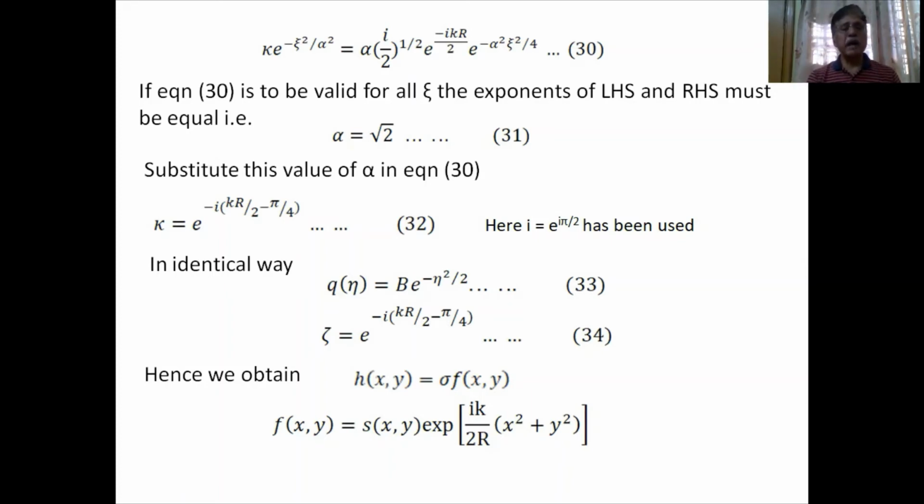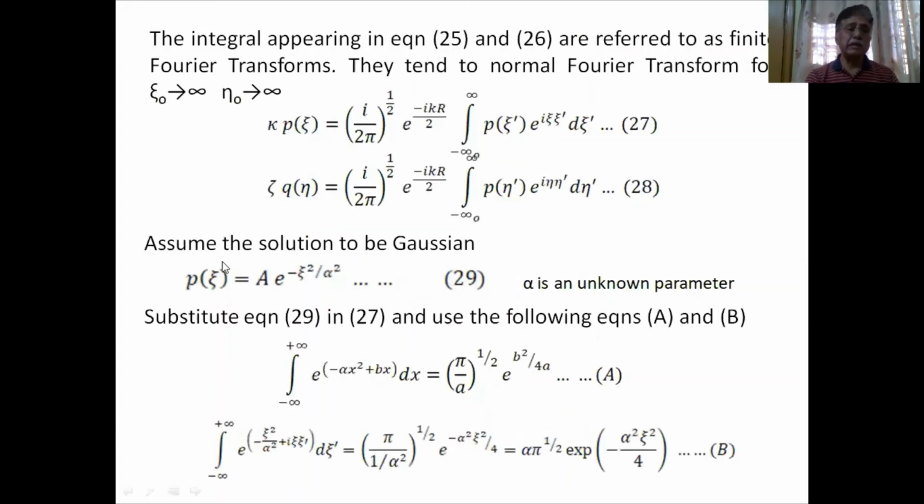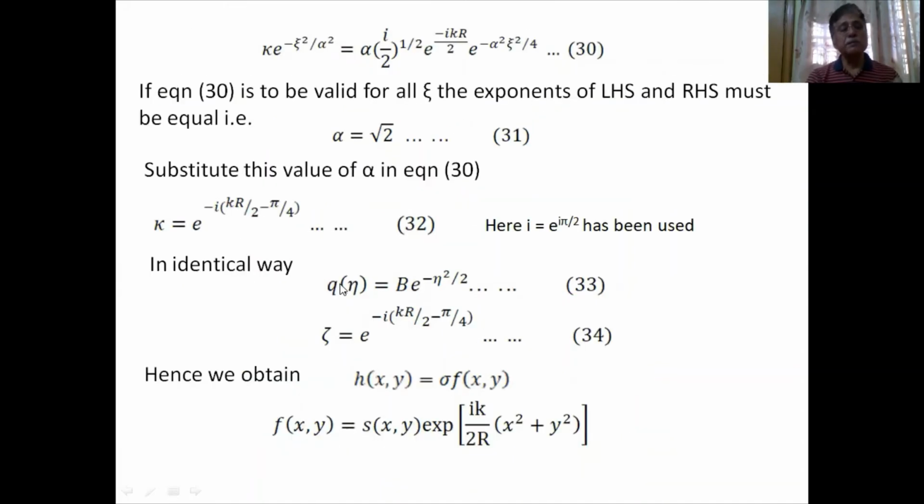So if we move in the identical way, that is, we again take a Gaussian solution, this one, like q eta is equal to a exponential minus eta square by alpha square, and then we proceed in the similar way, then we can again get that q eta is equal to b exponential minus eta square by 2, and tau is equal to exponential minus i kr by 2 minus pi by 4. So we have got these solutions.